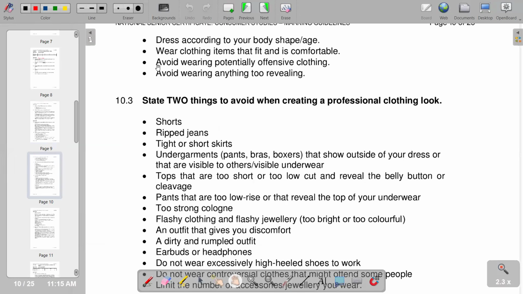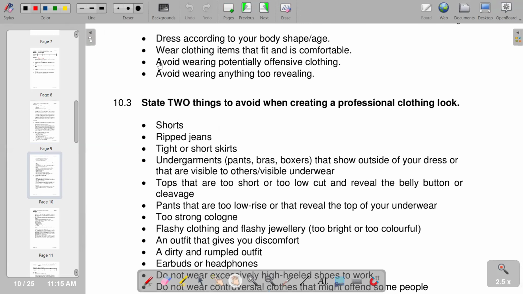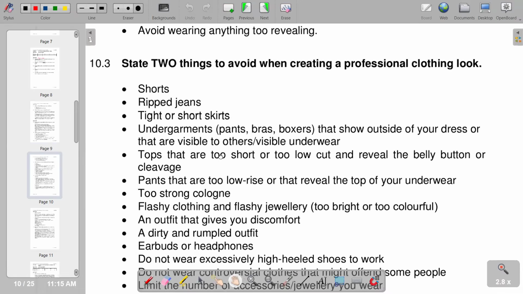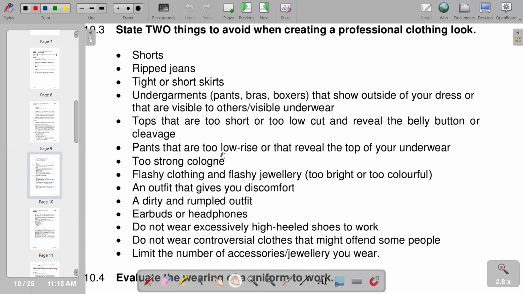So we have a continuation of dressing for an interview, where we have: dress according to your body shape, wear clothing items that fit and are comfortable, avoid wearing potentially offensive clothing, avoid wearing anything too revealing. So at 10.3, you have to state two things to avoid when creating a professional clothing look. So these are the points that we have.